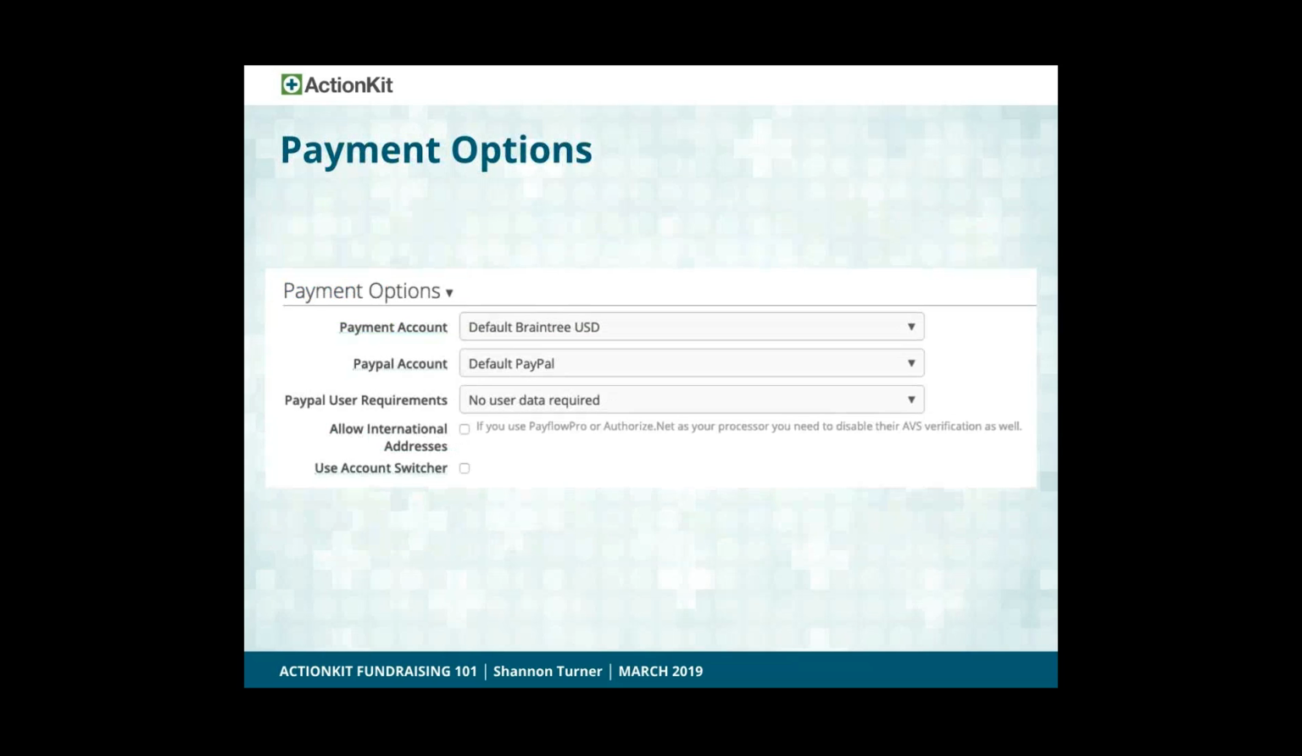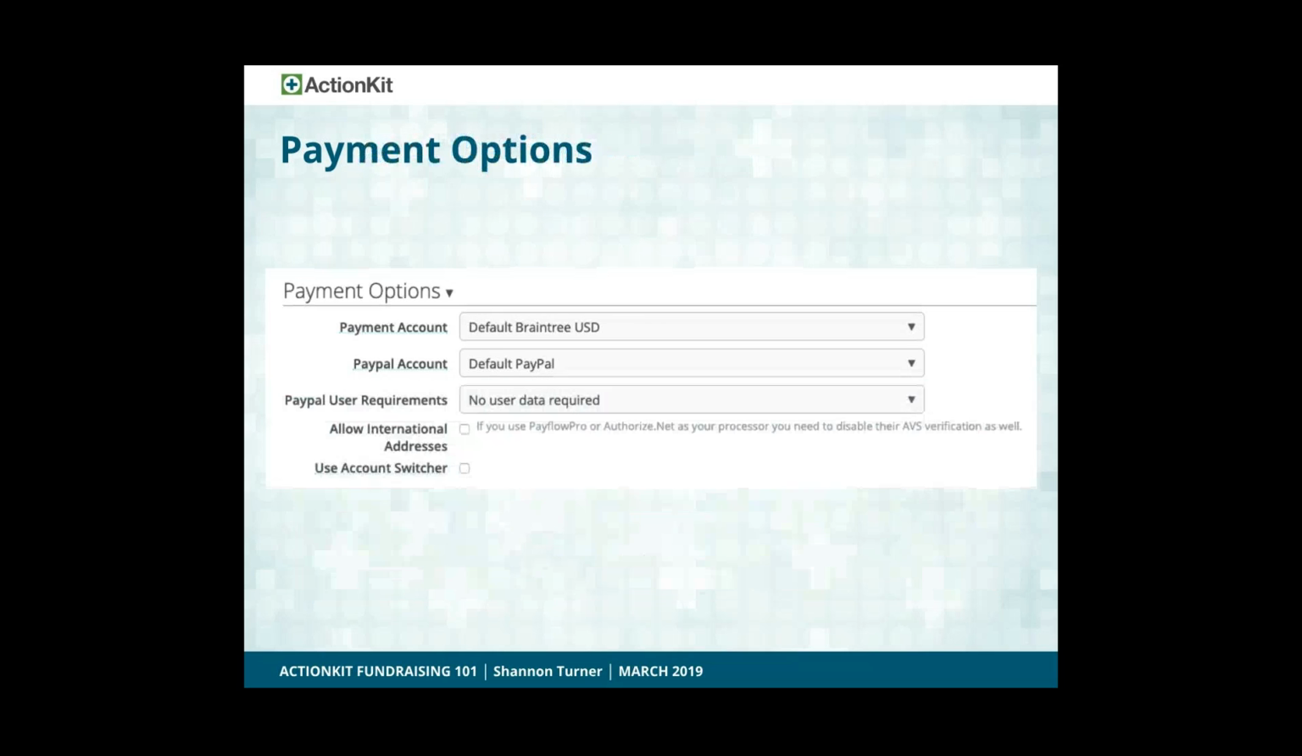If we were to scroll down a little bit from the Action Basics page, we would see payment options for a donation page. So this is where we're going to choose which payment account, or in other words, which merchant account we're going to use on this page. How do we accept those donations? And in this example, I've selected my Braintree account, but you can use whichever account you like.